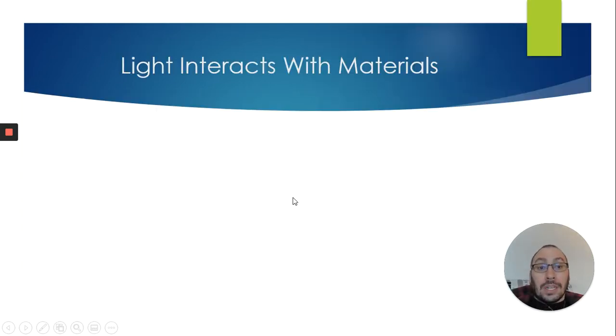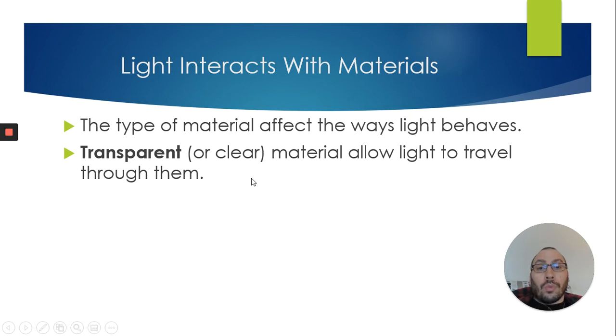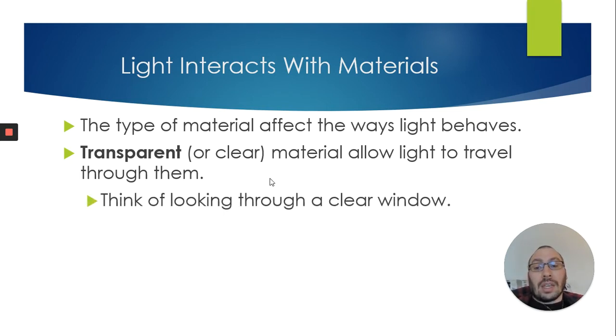Light also interacts with material. Here's another fun part you're going to be having. The type of material affects the way light behaves. Okay, so we have transparent material. Transparent material is material that allows light to travel straight through them. We've got them all over our house. Think of looking through a clear window. You can see through a window because it's transparent. Same thing with cling wrap or saran wrap. Those are clear. Clear lucite or clear plexiglass, those types of things. It's all clear. Light travels right through it.